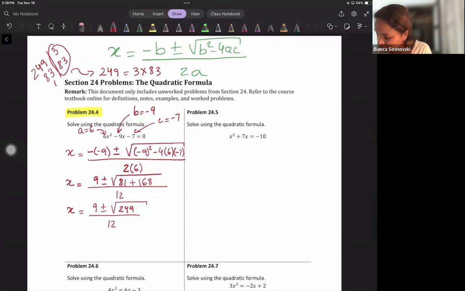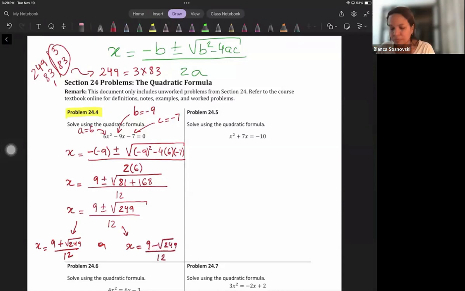So there are two numbers as solution, right? One is 9 plus the square root of 249 divided by 12. The other solution comes from the negative sign, so it becomes a subtraction. Okay, so I have two solutions, two real numbers from this. All right.